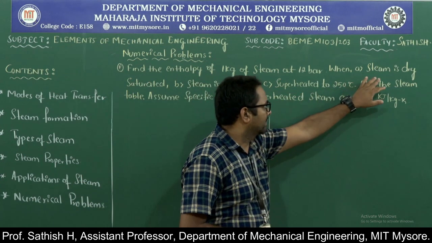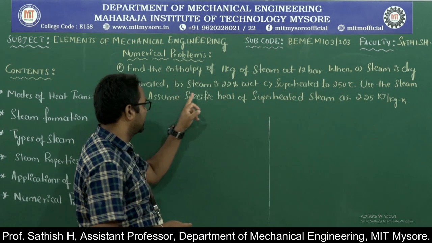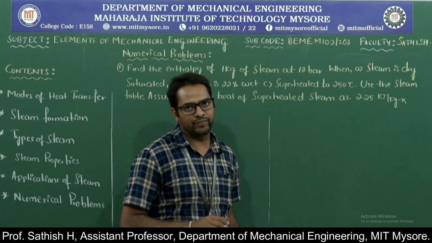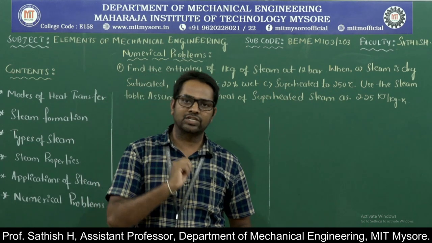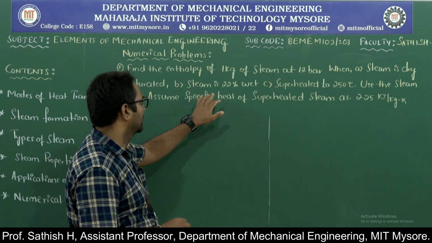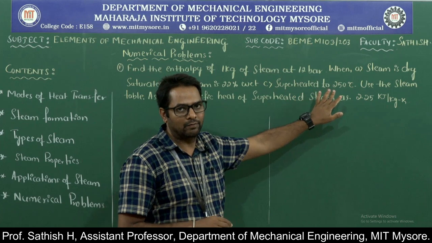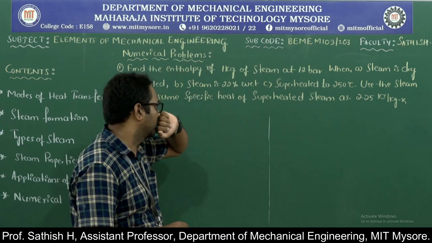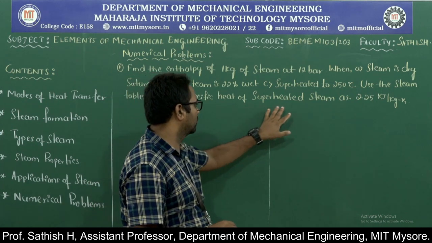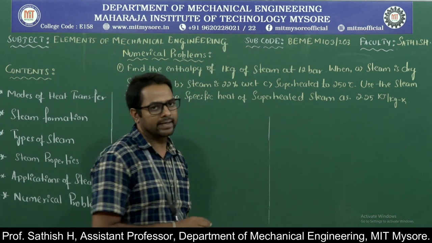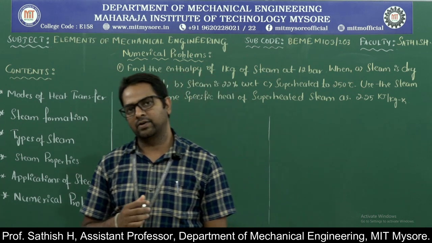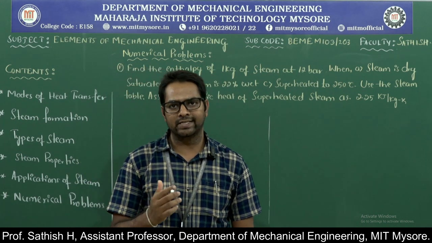And then the steam is dry saturated, 22% wet, and superheated to 250 degrees centigrade. Three conditions of the steam are given. One is dry saturated steam, one is wet steam, and the last one is superheated steam. Use the steam tables. Assume specific heat of the superheated steam as 2.25 kilojoules per kg Kelvin. Okay, so this is the problem they have given us. We need to use the steam tables.